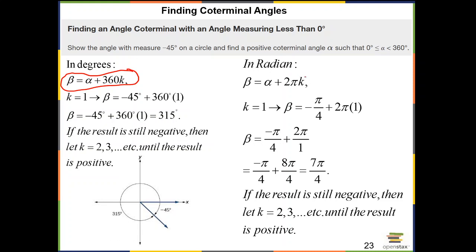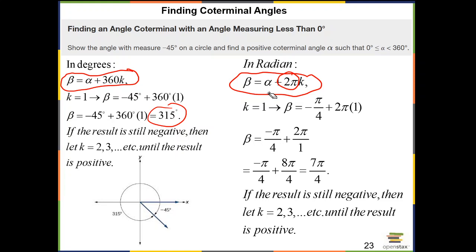In radians, the formula is this, of course. You keep adding and subtracting multiples of 2 pi, because 2 pi is 360 degrees. All right? So here it says show the angle with measure negative 45 on a circle and find a positive coterminal angle alpha such that alpha is between 0 and 360. So in degrees, we want a positive angle, and this is a negative angle, so we have to add 360 to it. We just have to add one 360 to find the angle 315.